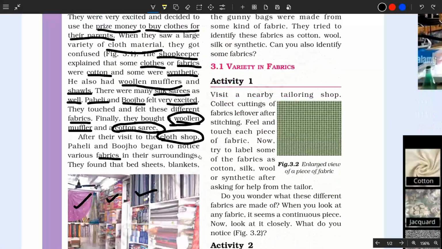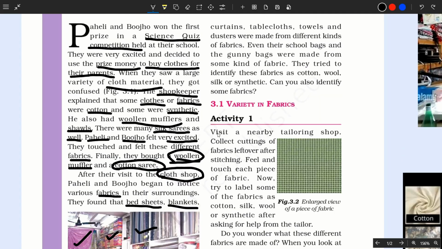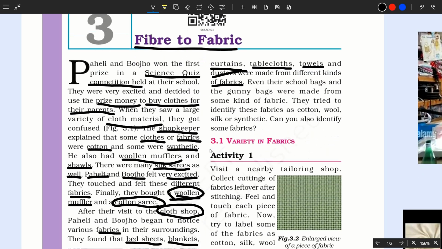Next, after entering and seeing varieties of fabrics around there, they found that there is a bed sheet also. You can see in the shops bed sheets, blankets, curtains, tablecloths, towels, and dusters made from different kinds of fabric. All these things which we are using in our daily lives are made of different types of fabrics. You can observe your parents' dresses also.